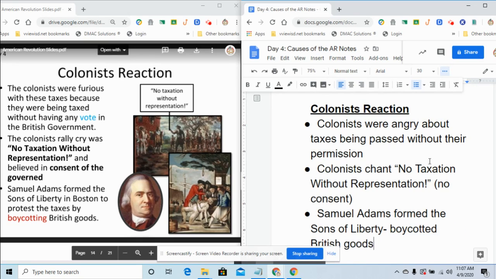Okay, so when colonists began to react to the taxes, they got angry. They said that this was no taxation without representation. They didn't want that, and that they did not give any consent to the British Crown or Parliament to tax them because they have nobody elected from their colonies. And then, of course, you have a couple of shining stars like Samuel Adams, who forms the Sons of Liberty, and they end up boycotting British goods.